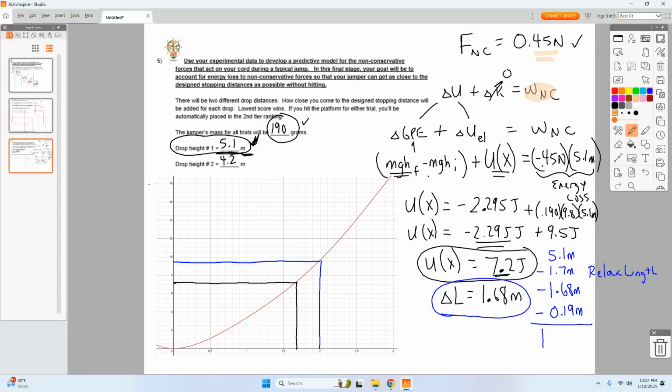When I go through and do all this, 5.1 minus 1.7 minus 1.68 minus 0.19 tells me I need that cord to be 1.53 meters long. That's the inelastic portion for that cord. That's going to be longer than if I assumed mechanical energy was conserved.